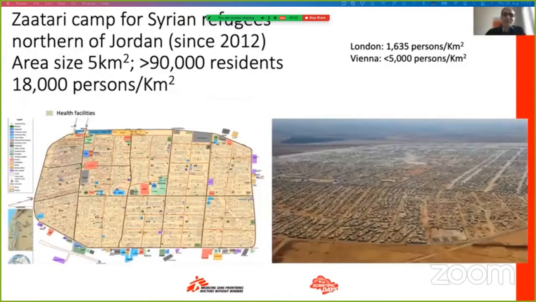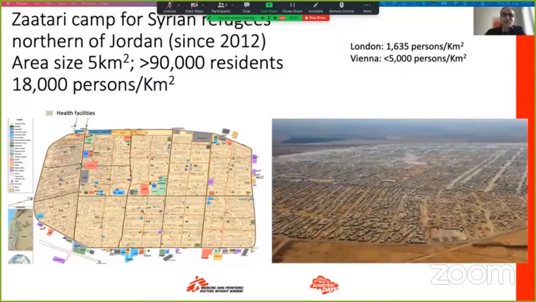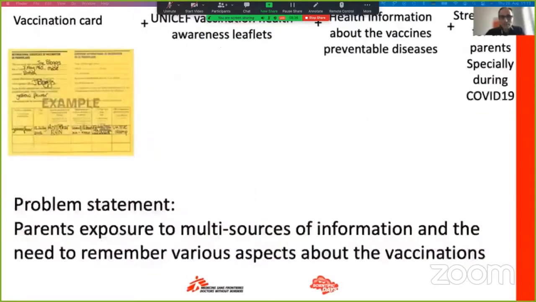So the Zaatari camp was established in 2012 in the northern part of Jordan, close to the southern part of the borders to Syria. And it's considered the second largest camp in the world in terms of density. And it has almost, plus or minus, around 90,000 residents. The camp has several clinics, and they also provide vaccination to the parents.